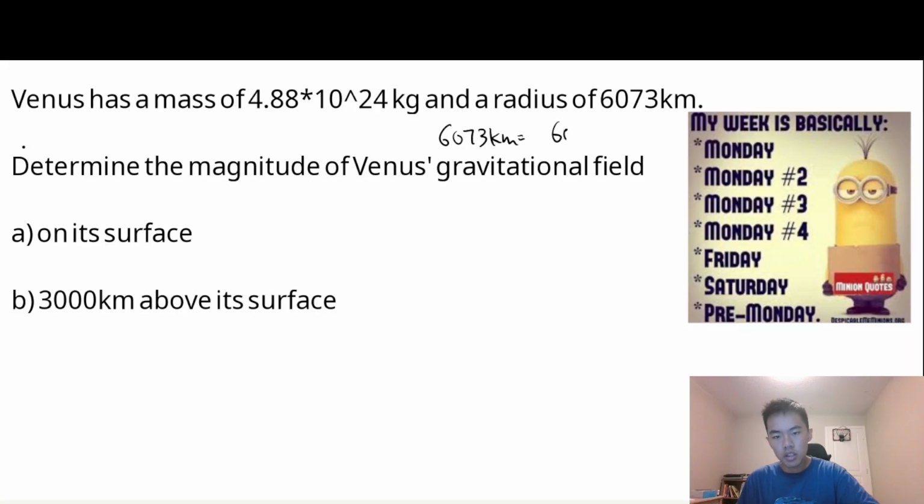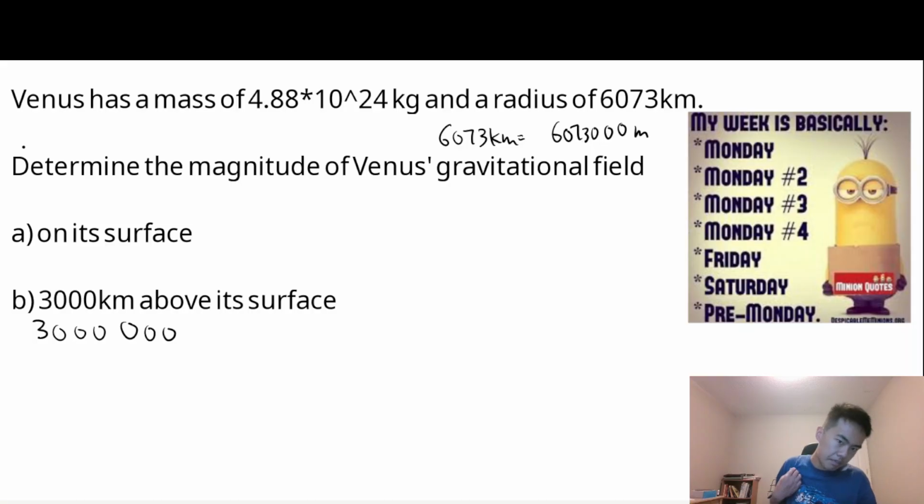So this is just this many meters. It's really important because you want to make sure that your answer is in the right units. Okay. So, determine the magnitude of Venus's gravitational field.